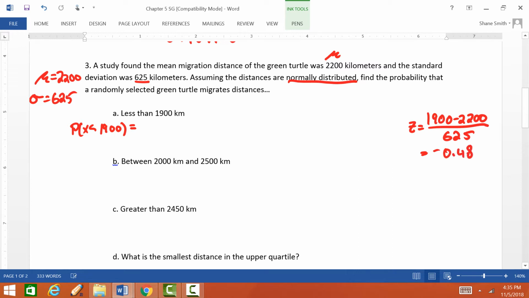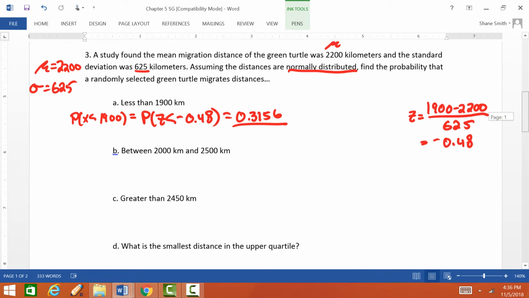And we only need a z-score to 2 decimal places because that's all the table is accurate to. Your answer is 0.3156. Now I'm not going to put these in complete sentences, but on the test you should be familiar with how to do that. You would write something like 31.56% of green turtles would have a migration distance less than 1,900 kilometers.